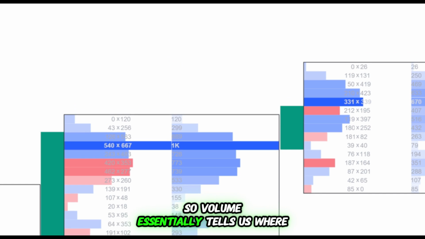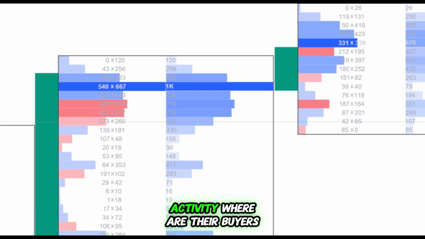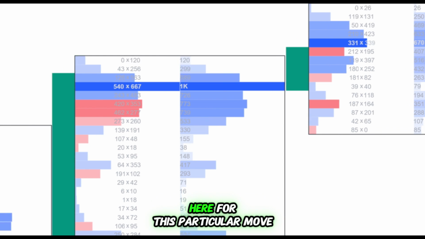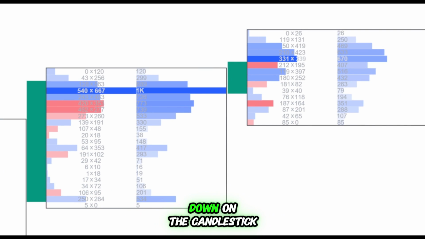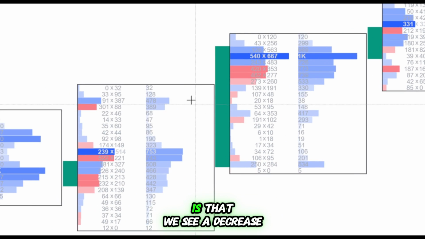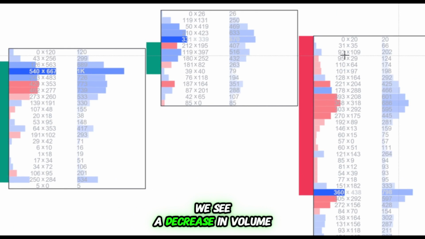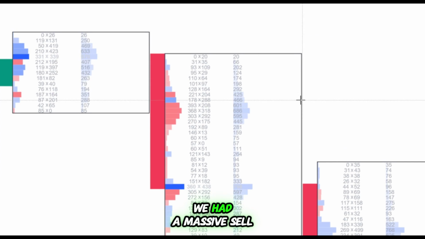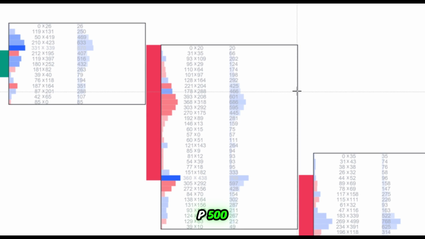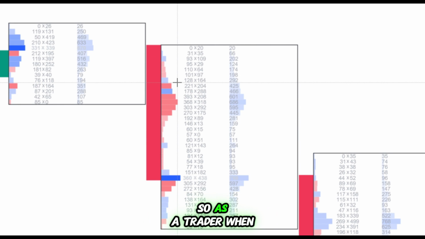Volume tells us where there's the most activity. Where are there buyers and sellers? Where are most of the transactions happening between aggressive buyers and sellers? For this particular move, which we're going to break down on the candlestick chart as well, we see a decrease of volume coming into this area. This red candle here was part of a massive sell-off today on the S&P 500, and the volume decreased. As a trader, when you see a decrease in volume, that means there are a lot fewer aggressive sellers and buyers, a lot fewer aggressive participants trading at that price.